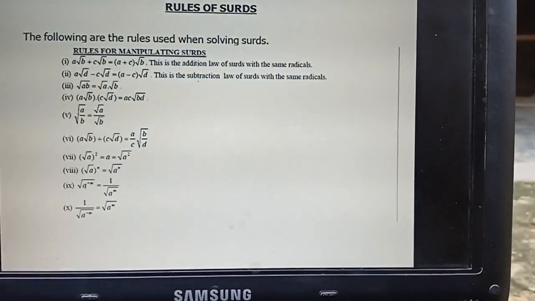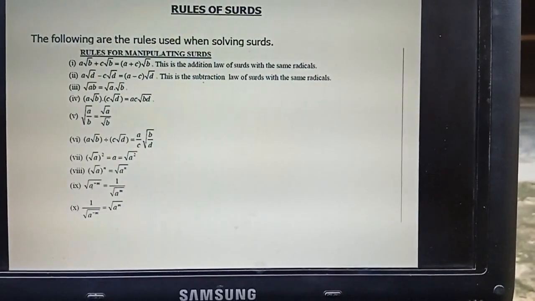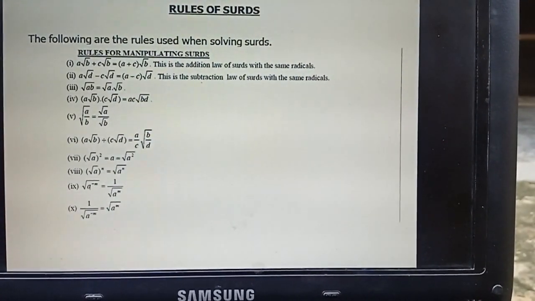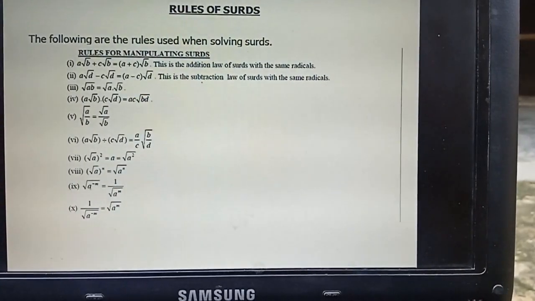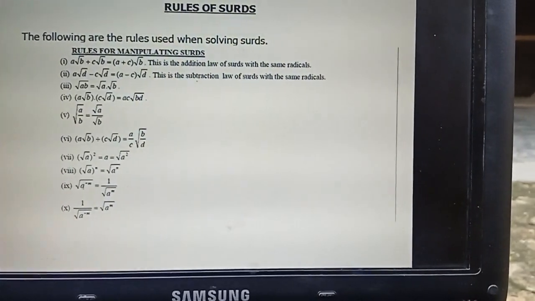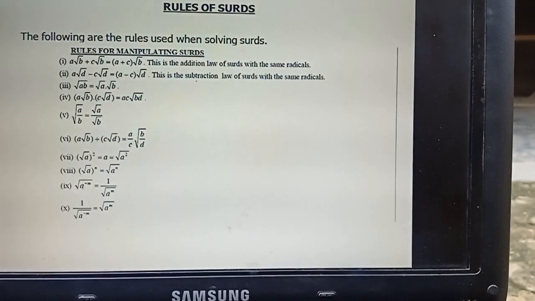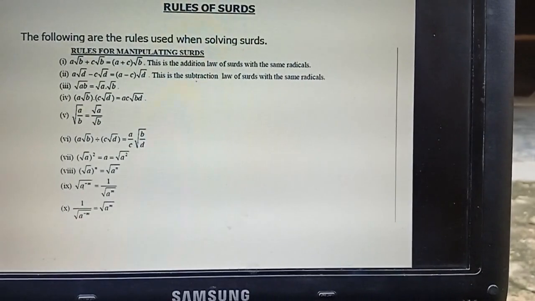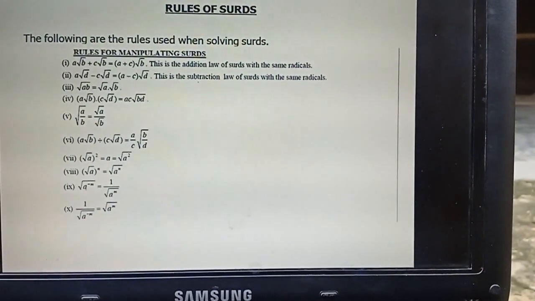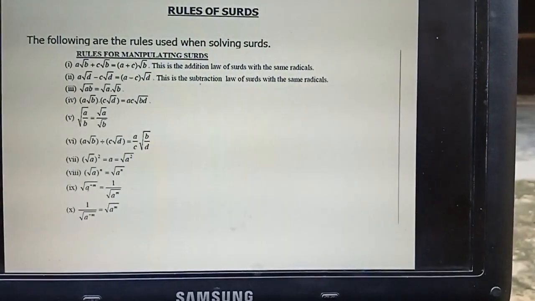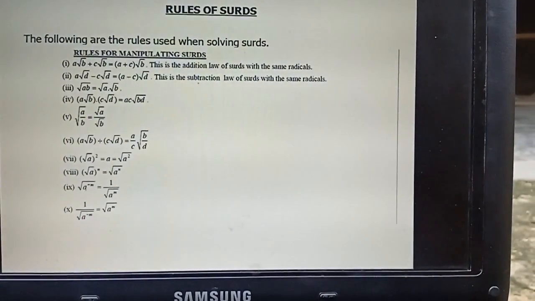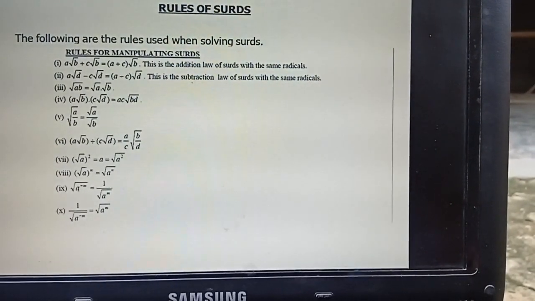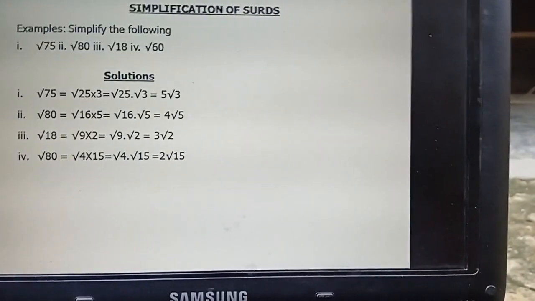So let us go to the rules. Surds have rules, which are very, very important. You have to master them all. When manipulating surds, you have to follow these rules, as you have seen on the screen. I think you see it clearly. There are rules, you have to follow them and master them. There are 1 to 10. Let us go to examples. You will understand it better.